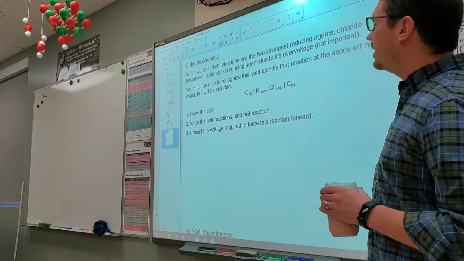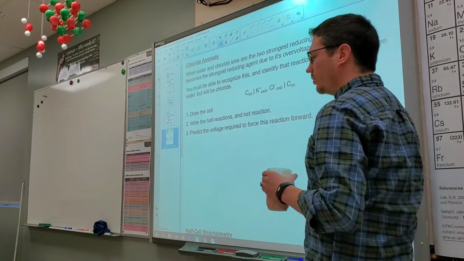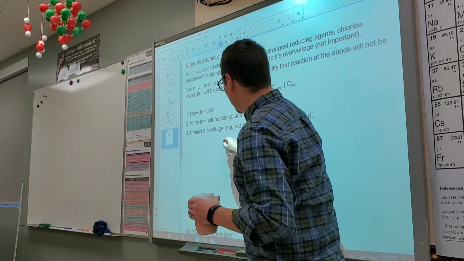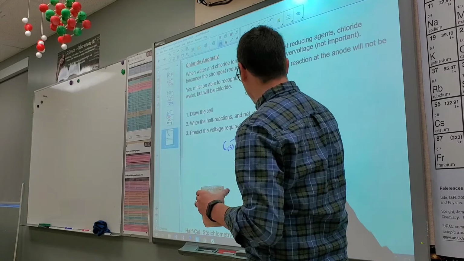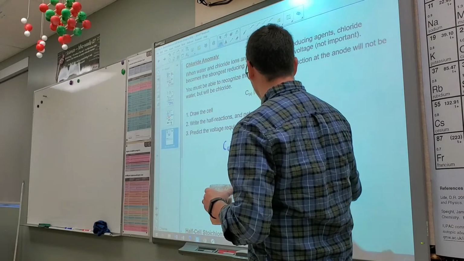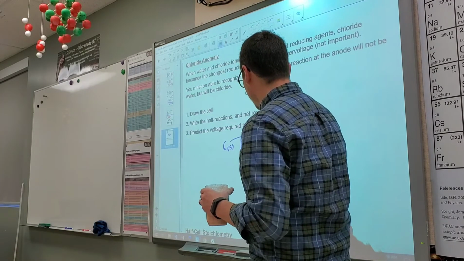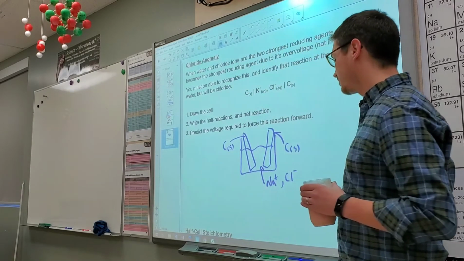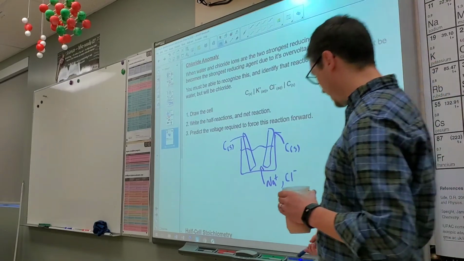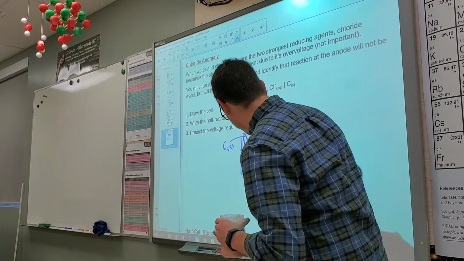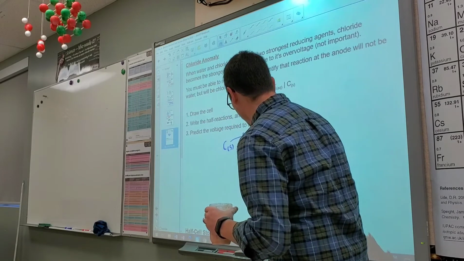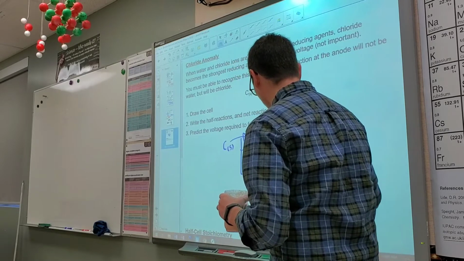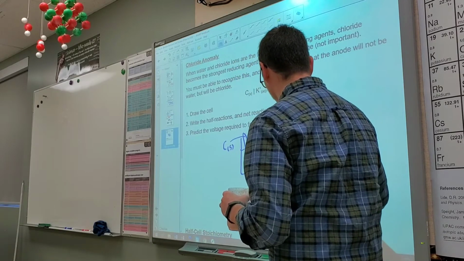The chloride anomaly. We can draw this cell if we wanted to, right? It's going to be carbon, solid, carbon, solid. In here is going to be sodium and chloride ions. Oh, thank you. I'm so used to using sodium. It's going to be potassium ions, aqueous. Chloride ions, aqueous.